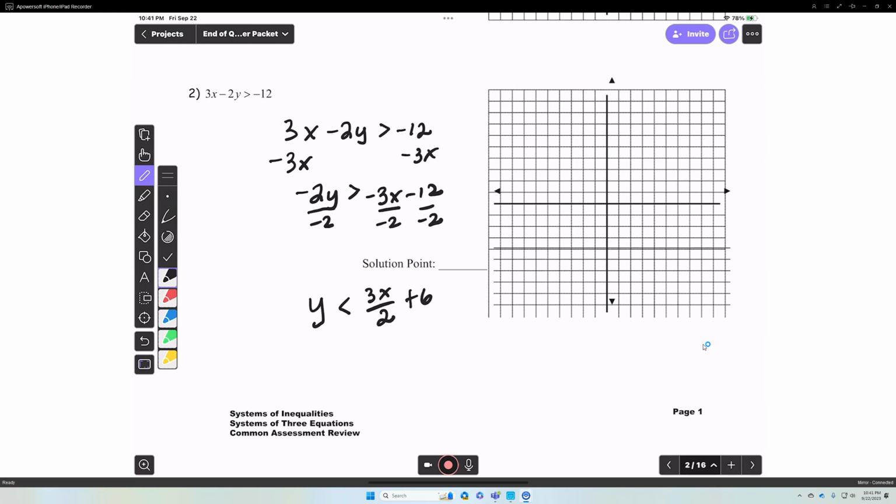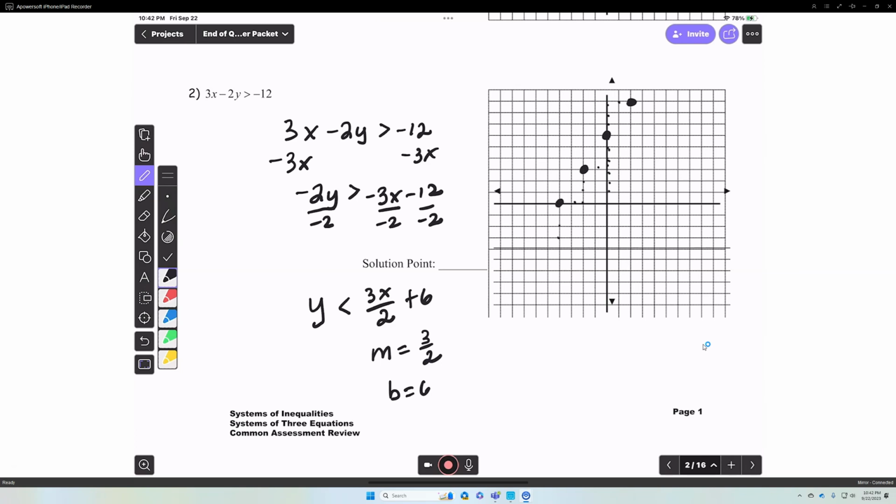So we're going to go ahead and identify the slope. In this case, it's 3 over 2. And then we're going to identify the y-intercept, which is 6. So go ahead and go up 6 units. 1, 2, 3, 4, 5, 6. Put your point. Go up 3, 1, 2, 3 over 2. You can also go down 3, 1, 2, 3 over 2.